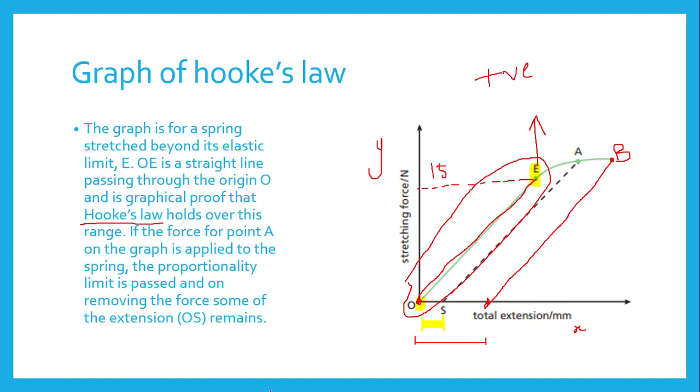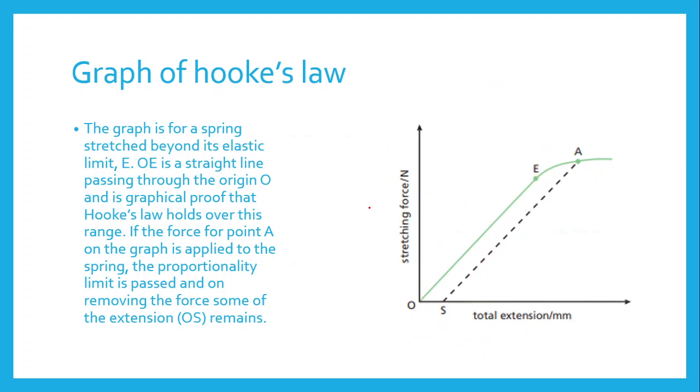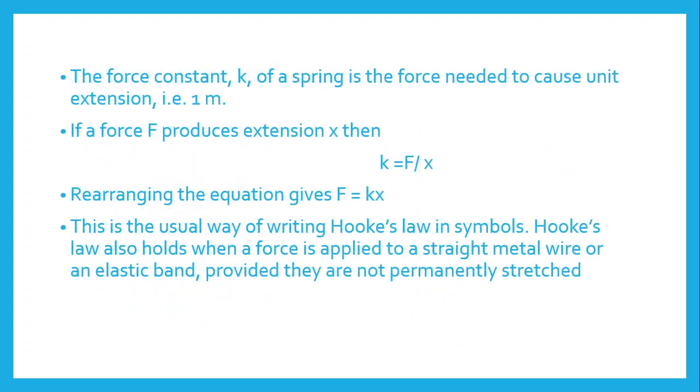So beyond point E, since we have passed the limit of proportionality, we have permanently deformed, or just stretched, our spring. So there's that. Now, this is basically the whole explanation of Hooke's law, and I hope you understood it. Now we are going to go through some of the analysis and some of the points that we have learned so far about Hooke's law.